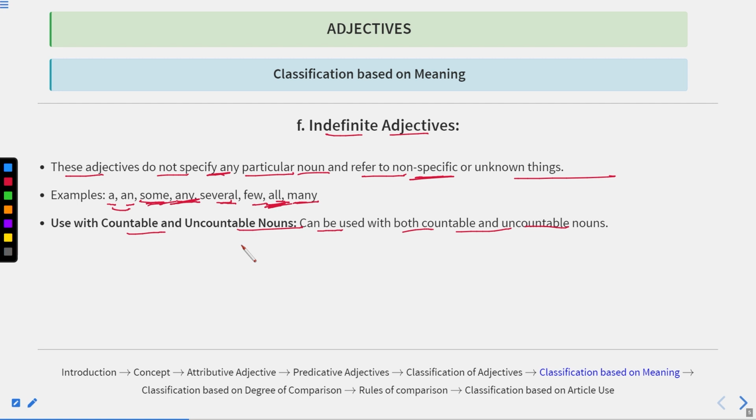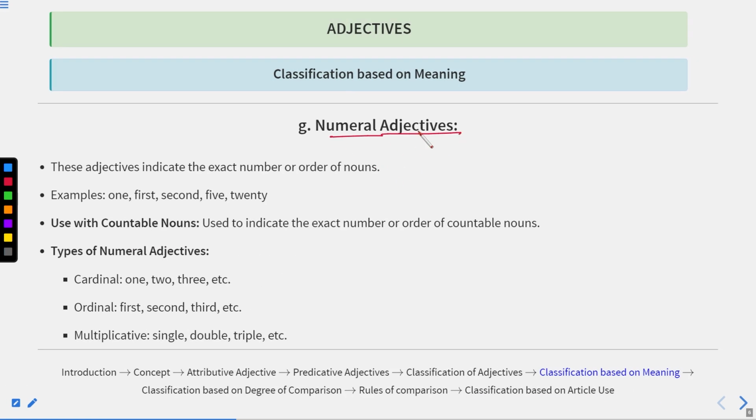Okay, now let us move to the next one. We'll have the numeral adjectives. Now, these adjectives indicate the exact number or order of nouns. As I told you, numeral adjectives can be further divided into two parts. One is definite, another is indefinite. However, there are some writers who make these separate categories. That is, quantitative is a different thing, numeral is a different thing, indefinite is a different thing, whereas numeral is also known as definite, and is used with countable nouns. Okay, these adjectives indicate the exact number or order of nouns.